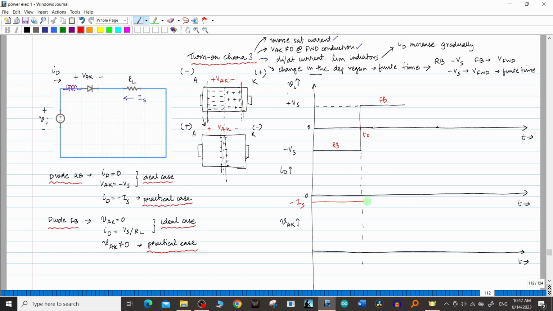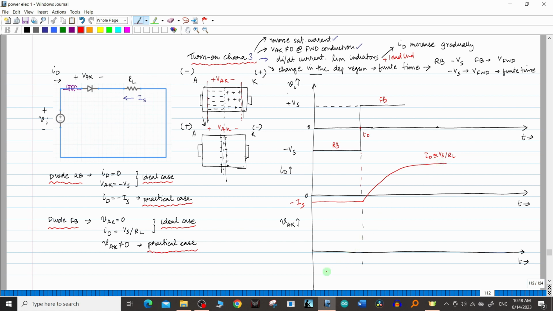And in the forward bias condition, the diode current gradually increases and finally becomes ID is roughly equal to Vs divided by R. So it takes finite time, and the reason for this is the current limiting inductors. Also the lead inductance can be a reason, cumulatively. So I'll put that here: the lead inductance and the current limiting inductance. Due to all these factors, ID is roughly equal to Vs divided by R.